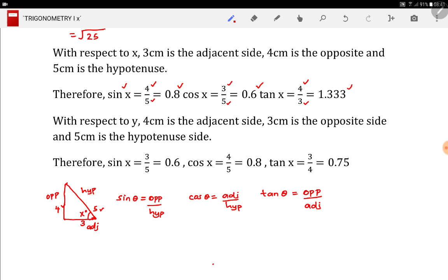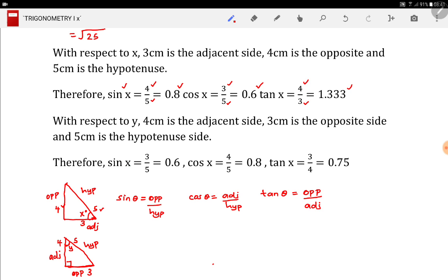Now, to obtain the sine, cos, and tan of y, we'll have another triangle where this angle is y, this is 90, this side is 4, this side is 5, this side is 3. So with respect to y, this side is the hypotenuse, this side is opposite to y, so it is the opposite, and then this side is adjacent to y, therefore it is the adjacent side.